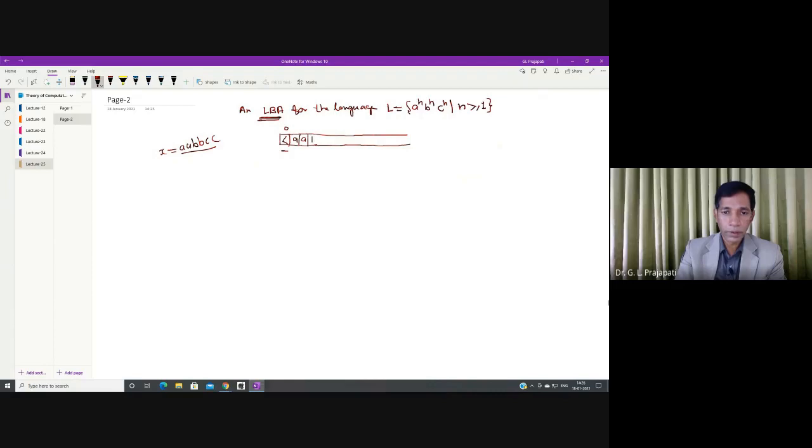Then AABBCC, and immediately after the last C, after the input, we have the symbol right angular bracket, and everything else is blank. So here this is the x. This is the initial contents of your tape, and your tape is actually acting as the input tape also. This is the situation, and your LBA is starting from the initial state Q0.